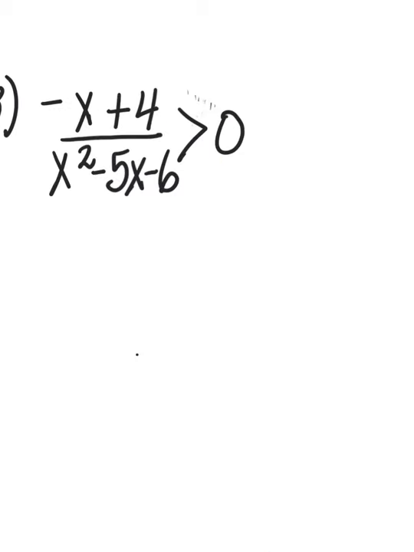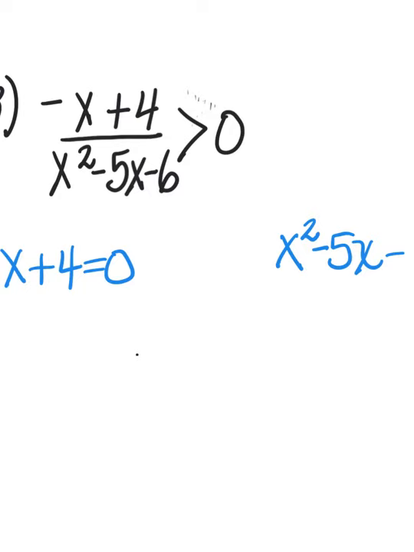Okay, example number 3. We have negative x plus 4 over x squared minus 5x minus 6 greater than 0. Okay, so the same thing applies. We're going to set our numerator and our denominator equal to 0 and solve for x. So negative x plus 4 is equal to 0 and x squared minus 5x minus 6 is equal to 0.